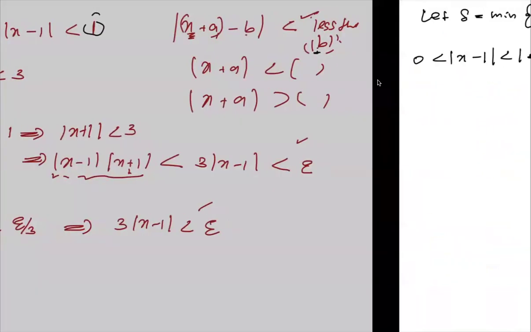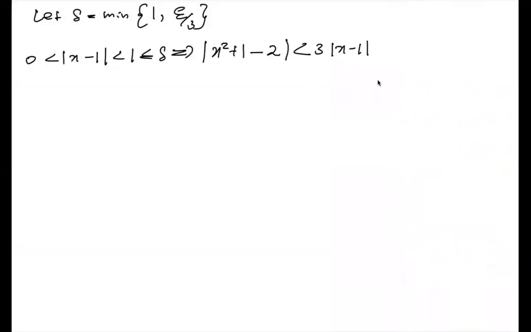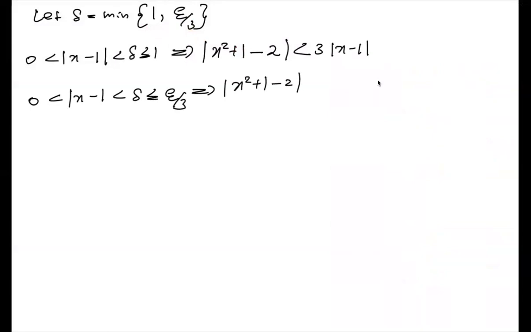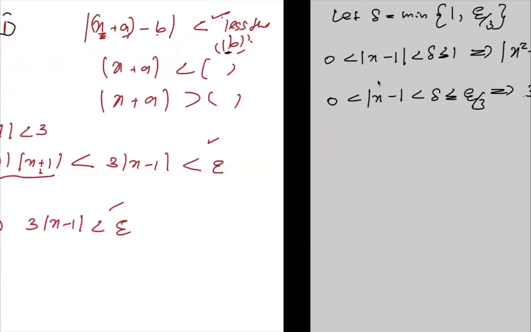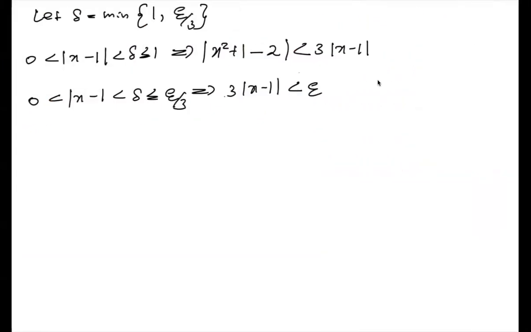Then 0 less than |x minus 1|. Oh, sorry, it should be the other way around. Delta is less than or equal to 1, and delta is less than or equal to epsilon over 3, because I take the minimum of these two. And this should imply |x squared plus 1 minus 2|, sorry, this guy, 3 times |x minus 1| less than epsilon. That is straightforward, because if we just multiply by 3, we can go straight to this one.